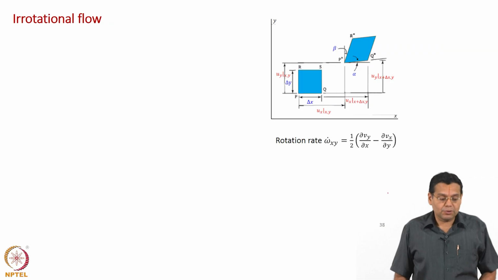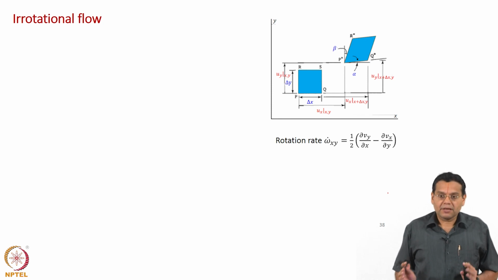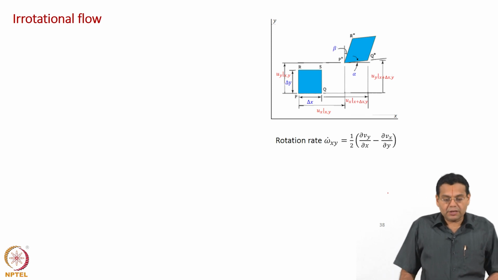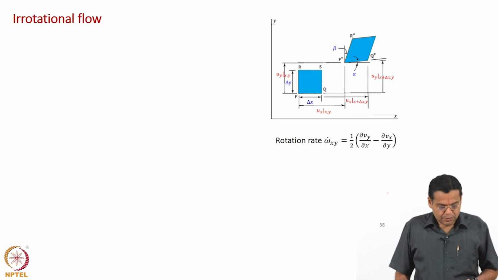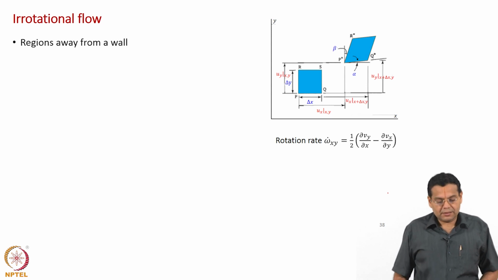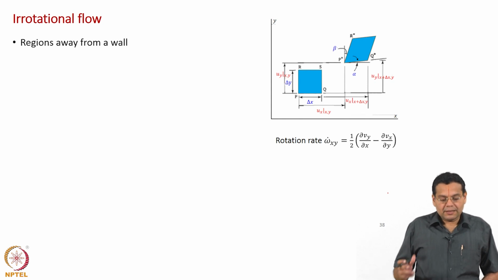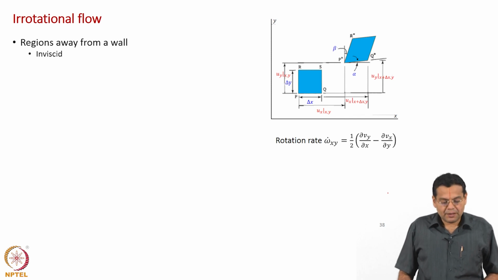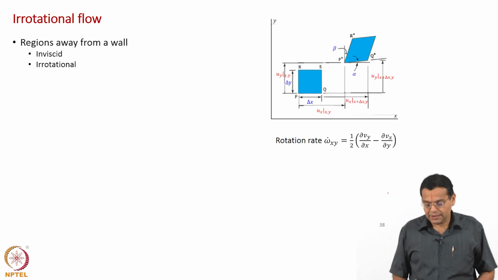Okay, what we will now do is derive another form of Bernoulli's equation, which is for irrotational flow. We have already derived Bernoulli's equation for inviscid flow, which happens at a high Reynolds number and occurs in regions away from the wall, which we call inviscid flow. Now, we say that in addition to that the flow is irrotational. What do you mean by that?